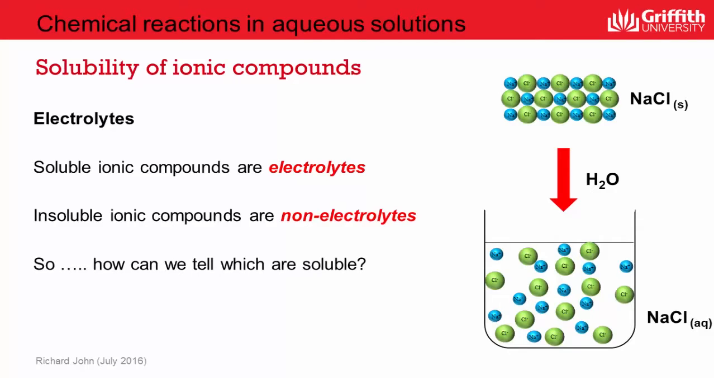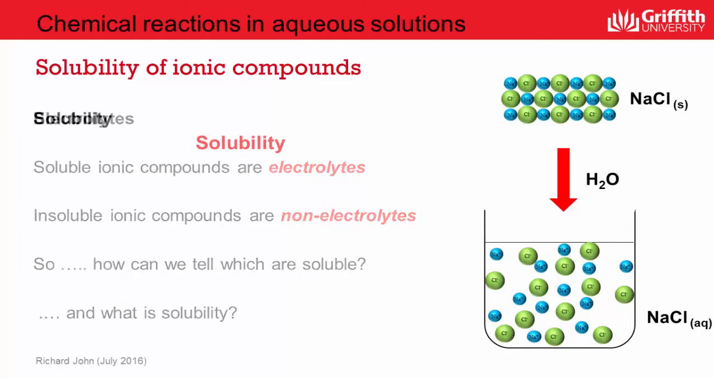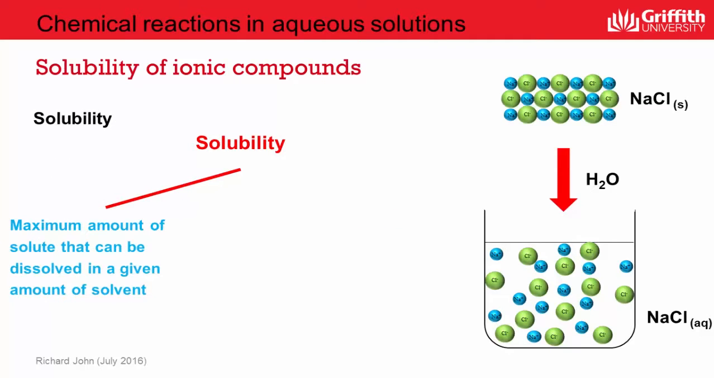So it begs the question, how can we tell which ionic compounds are soluble or not, and what is solubility anyway? The solubility of a compound is the maximum amount of solute that can be dissolved in a given amount of solvent, and typically it's measured in grams per litre, although very often we do see grams per 100 mils, which is also referred to as percentage. So a 3.5% solution of sodium chloride would have 3.5 grams per 100 mils of sodium chloride solution.